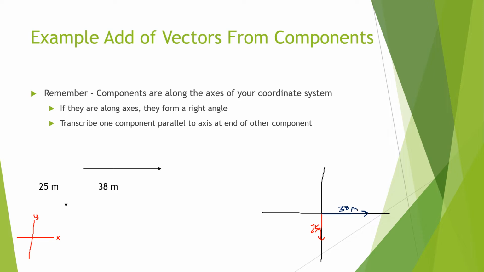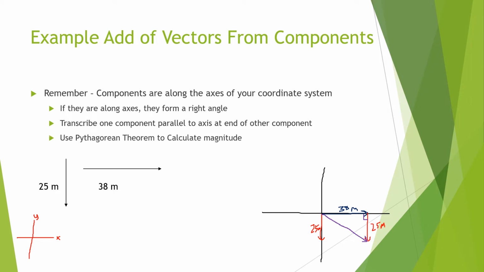So now I'm going to take one of these. It doesn't really matter which one, but I'm going to pick the one on the vertical component. It's easier for me to see. I'm going to transcribe it. I'm going to start it at the end of the other vector and draw it straight down from there. Because, and that may make this a little more obvious now, we now have a right triangle from our origin to the end of our two vectors. So we have our right angle there, and our hypotenuse would be our resultant.